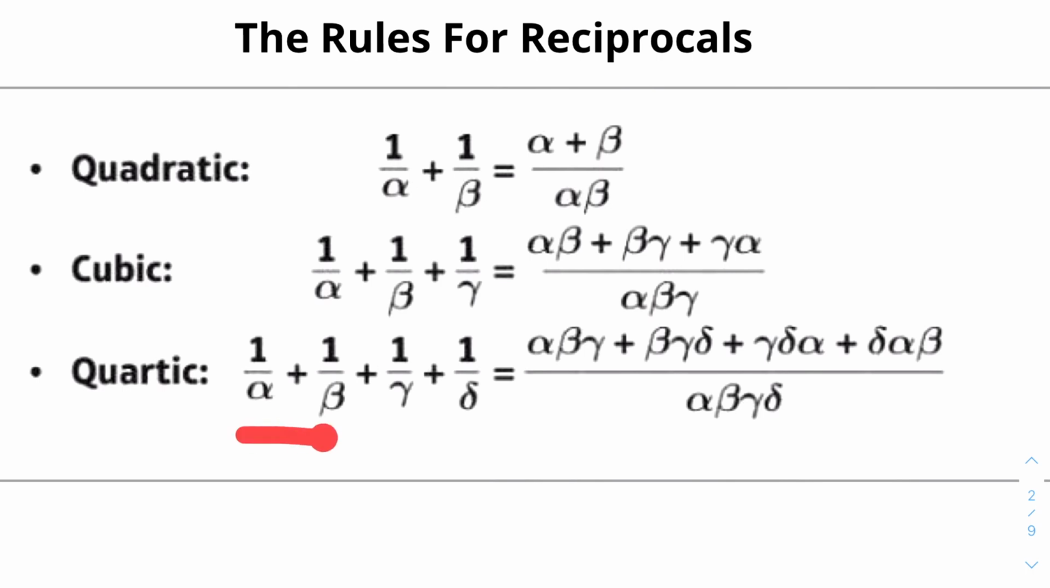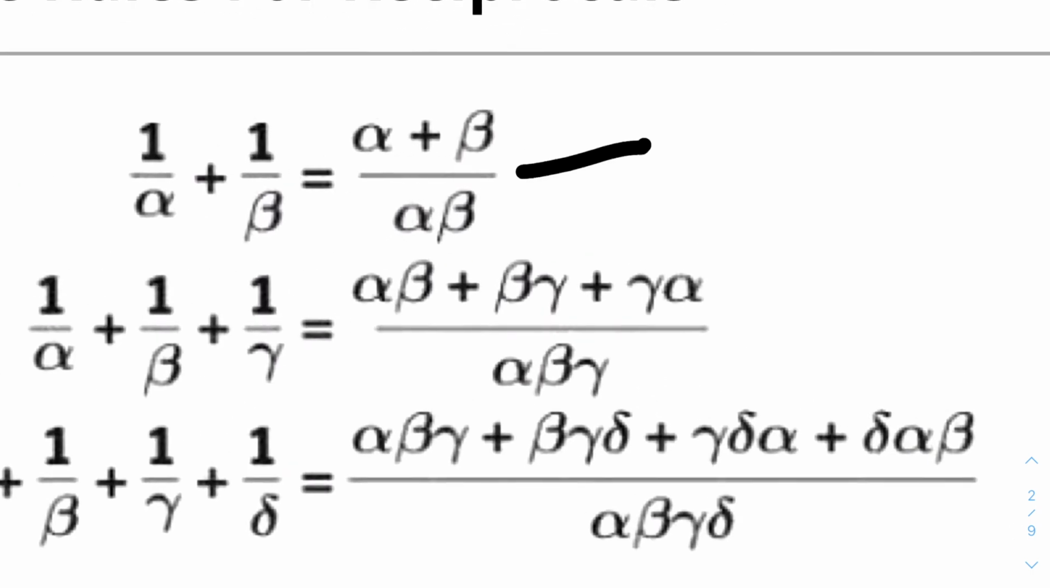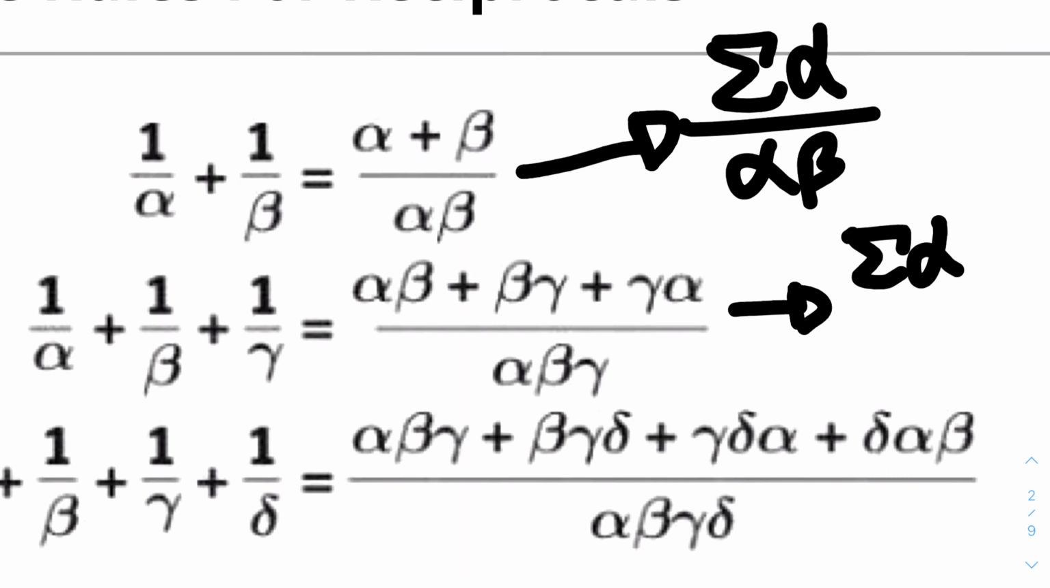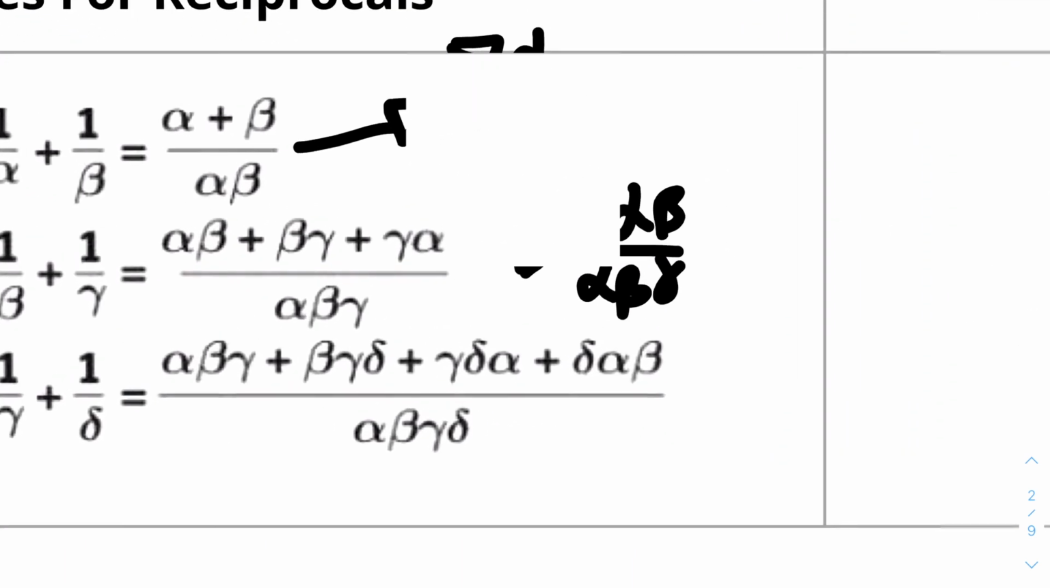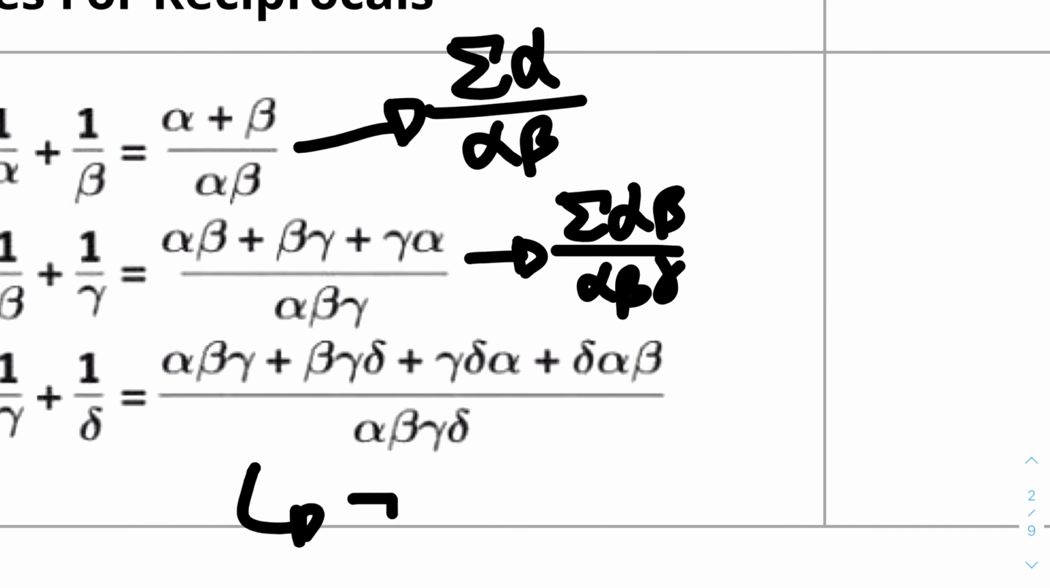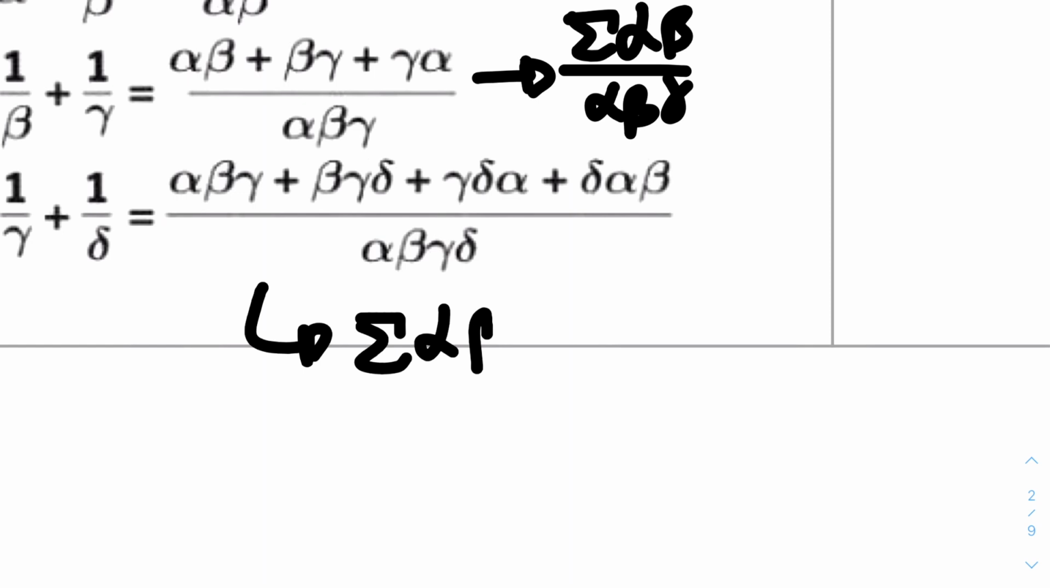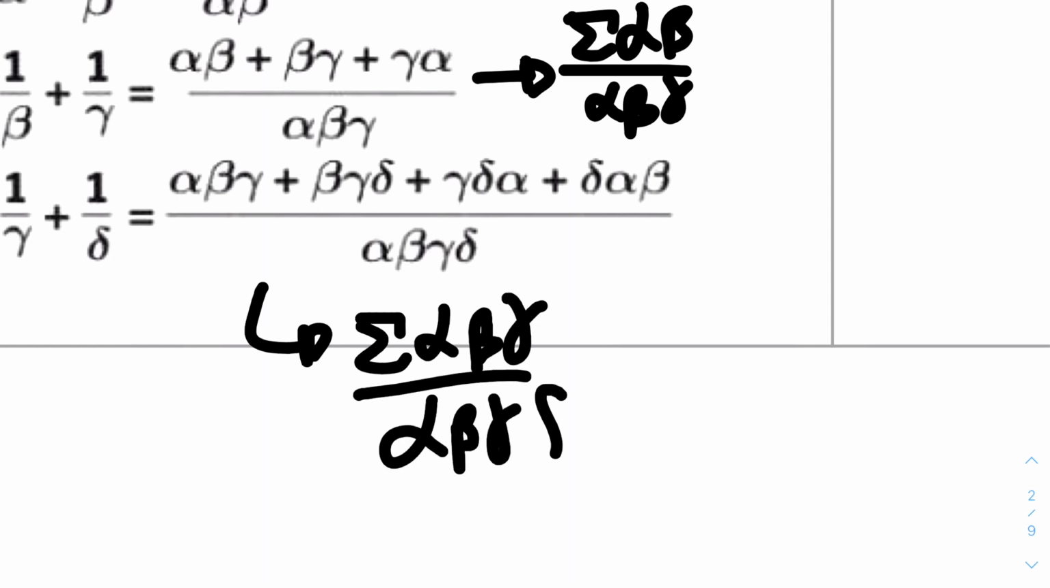And this is the same as the quartic expression. So the way we can write it in an easier way is the sum of alpha over alpha beta. And this can be written as the sum of alpha beta over alpha beta gamma. And for the quartic one, we can write it as the sum of alpha beta gamma over alpha beta gamma delta, like so.